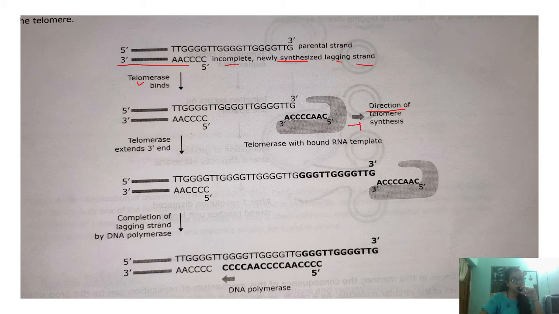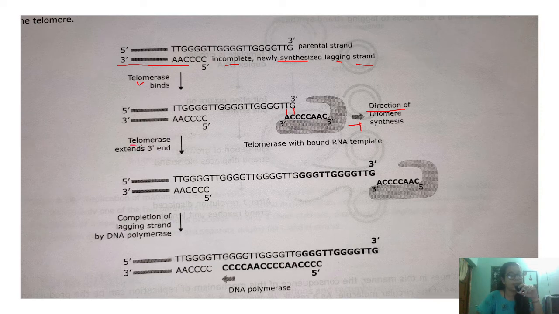So the telomere contains certain sequences. It is an RNA template. Telomerase comes with the bound RNA template. It will provide a primer that is made of RNA, and to that the DNA polymerase will bind and complete the strand. So what happened? It contains certain sequences that are complementary to the parental strand. You can see A is complementary to T, G is complementary to C. Telomerase will bind to the DNA.